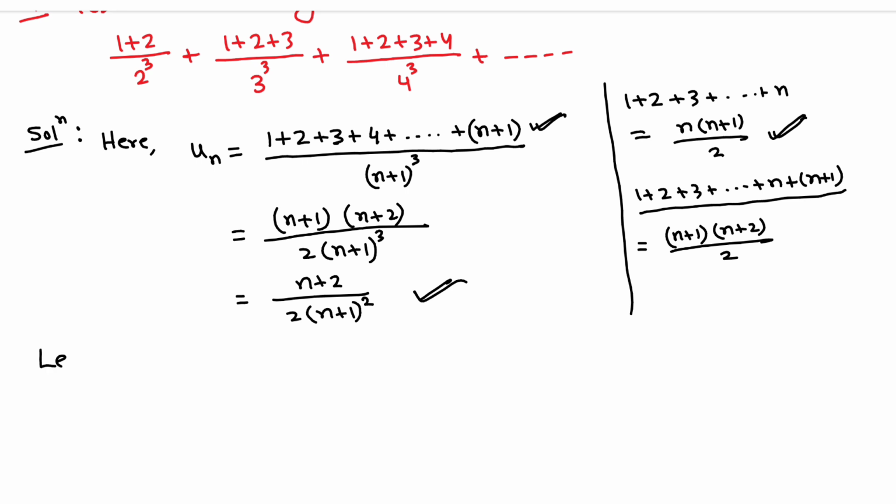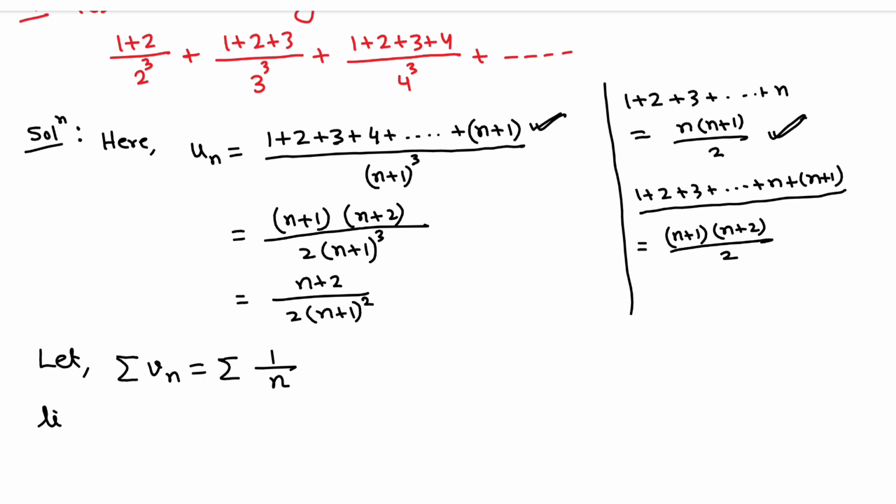So let summation vn equal, the degree difference is 1 and the difference is on the numerator, so we have to take n on the denominator. So this will be summation 1 by n. Clear? Now apply the comparison test.